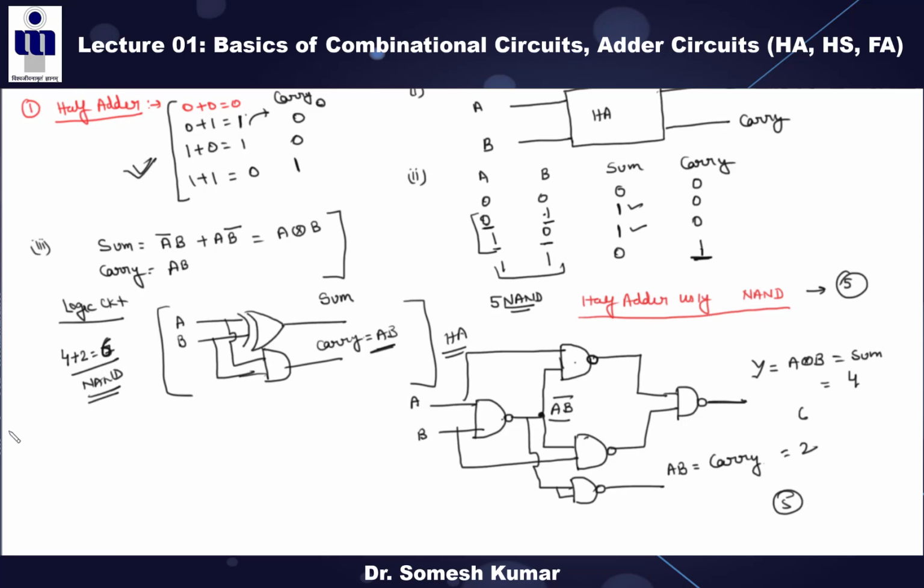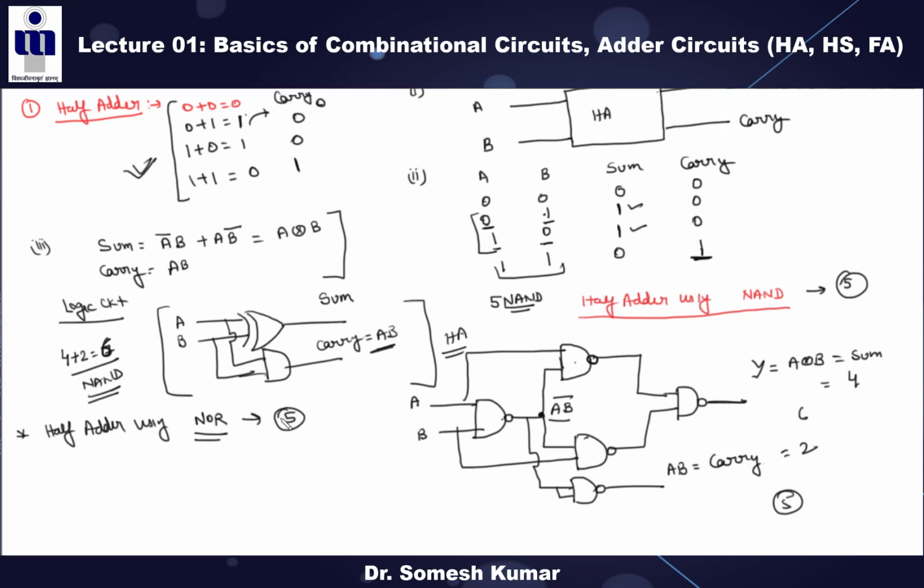Similarly, at home you can try how to design the half adder using NOR gates. I am not explaining this here. You can try this at home. Similarly, 5 NOR gates are required to implement the half adder. 5 NAND gates are required to implement the half adder, 5 NOR gates are required to implement the half adder, right? So this is all about the half adder.